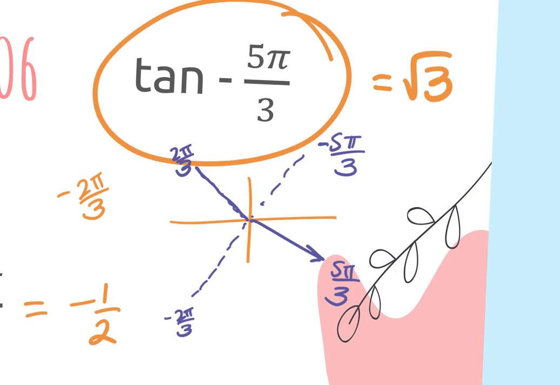Is it just always the same thing but negative? Yep. Can you just find the coterminal? You can. You can also add 2 pi and find the coterminal. Sure.